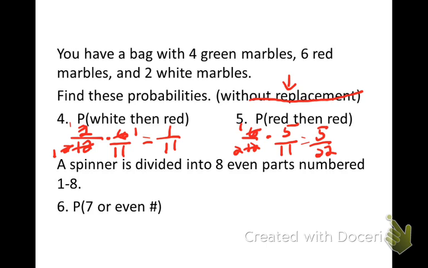A spinner is divided into 8 even parts, numbered 1 through 8. What's the probability of getting a 7 or an even number? There are 2 ways to do this, but we're going to do it the way that we said. When we see the word or, we're going to be adding. So what's the probability of getting a 7 on this spinner? 1/8. And remember, mutually exclusive: a 7 is not an even number, so you don't count anything twice. What's the probability of getting an even number? Well, 2, 4, 6, and 8 are the even numbers, so that would be 4/8. You don't really want to reduce them first because now you have to add them, and you want them to have a common denominator. So you get 5/8. So that's how you would do that problem.